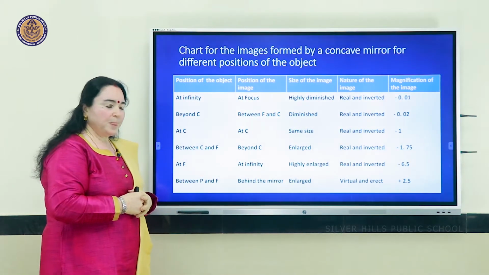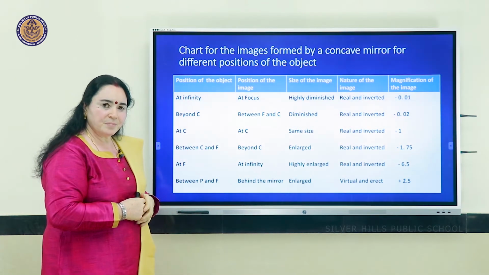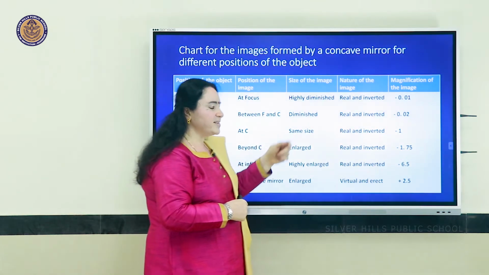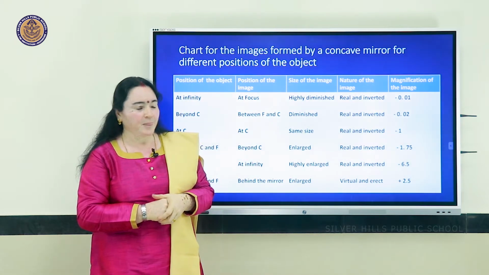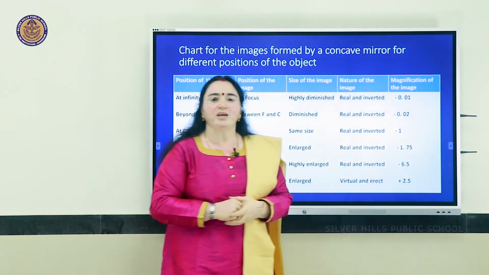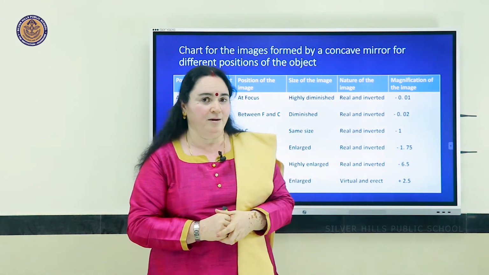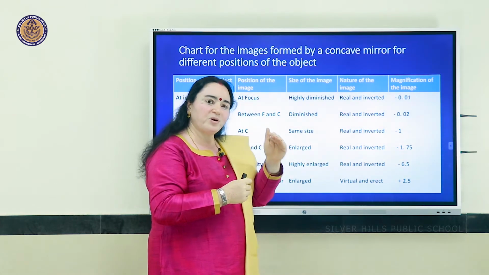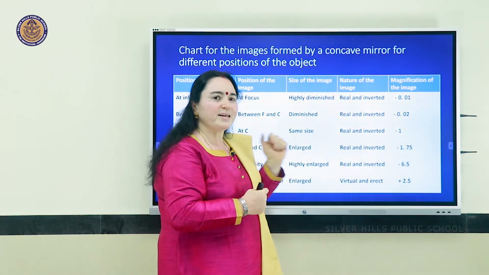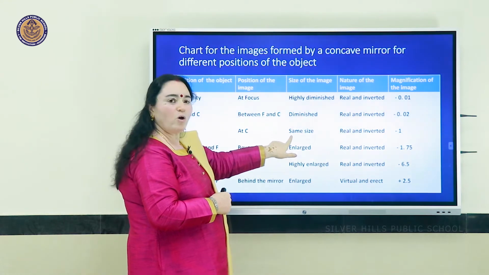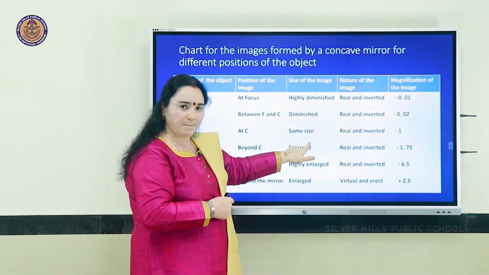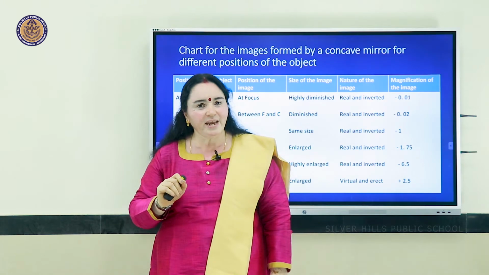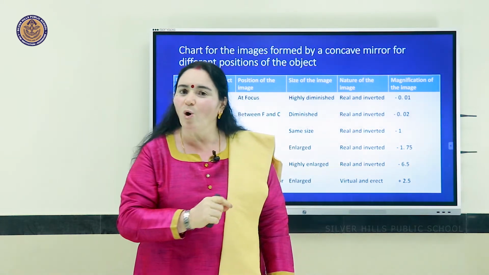Check the third case. When the object is lying at C, the image of the object is also produced at C. And what is the size of the image? Same size. And check the magnification. Magnification is given as minus 1. When the ratio is 1, we know that the values at the numerator and denominator will be the same. That is exactly what is happening over here, because the size of the object and the image are the same. As a result, I get a value of 1. But what does that negative sign again indicate? The image is lying in front of the mirror.